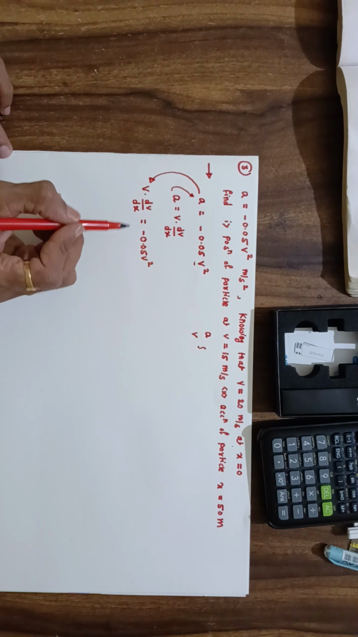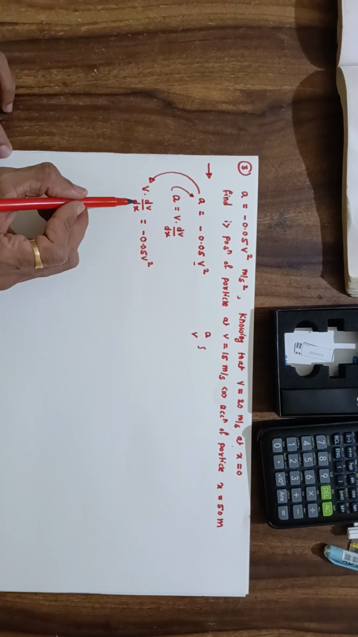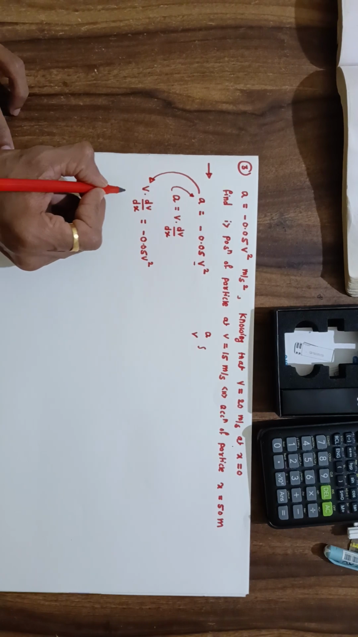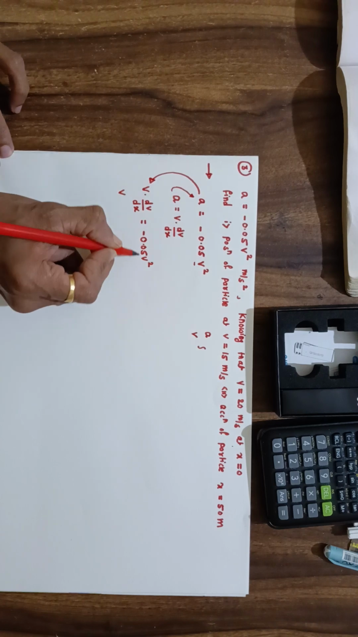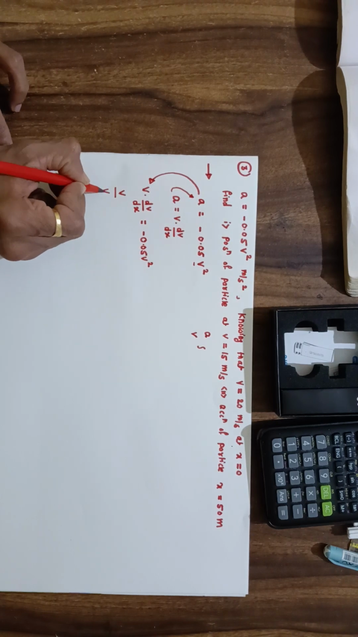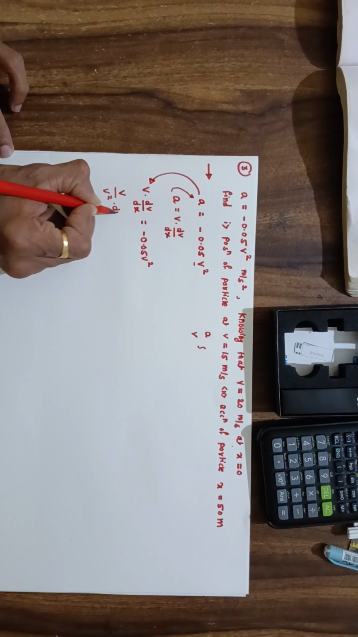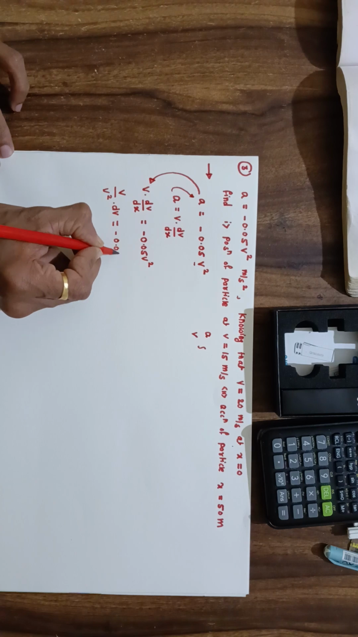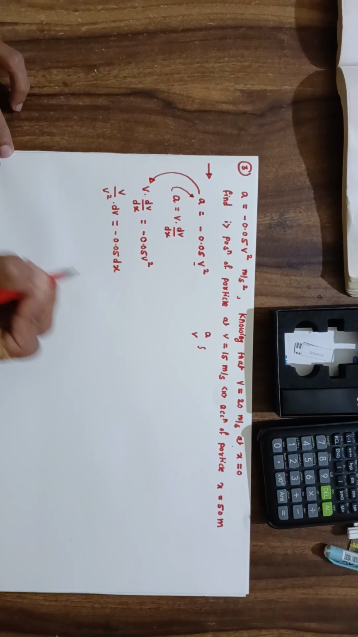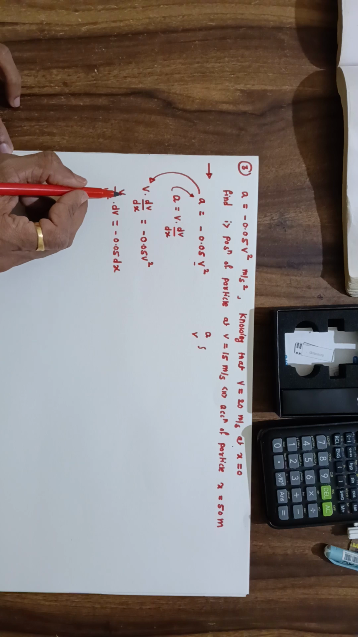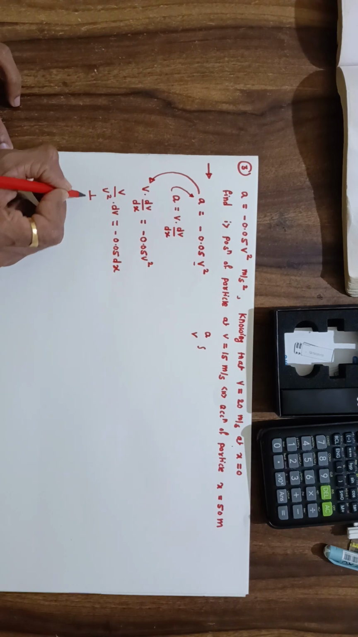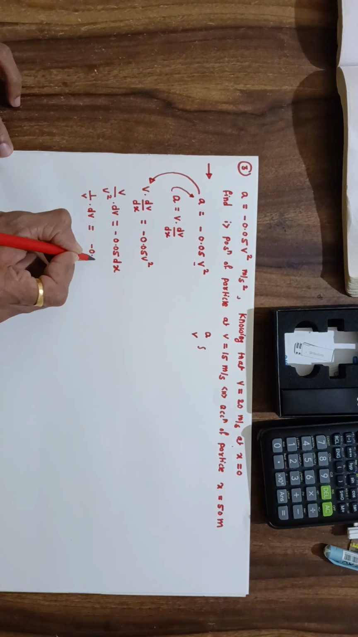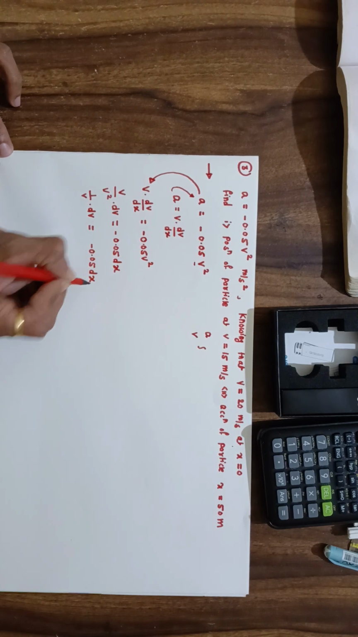Okay, now use variable separation. So take the velocity terms on one side. So it is v, take this v square into dv and take dx on the right side. So minus 0.05 into dx. Okay, v upon v square will be 1 upon v into dv, this is equal to minus 0.05 into dx.